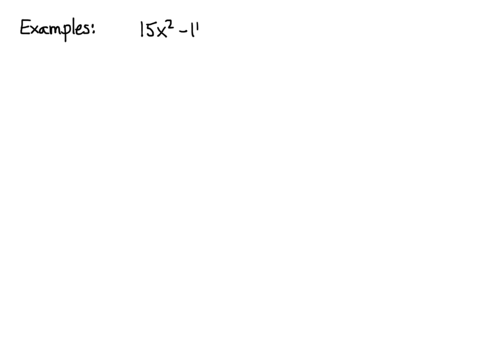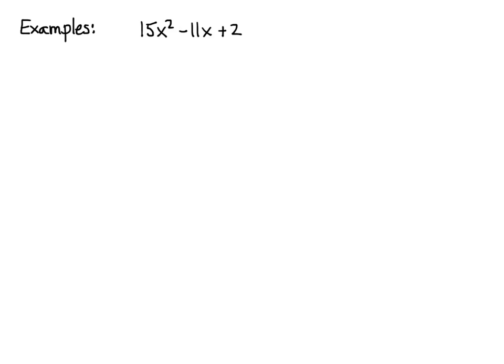Okay, so a couple more examples here. So we have 15x squared minus 11x plus 2. Now, before I show you anything here, look at those signs. We have the plus 2 at the end, so we have 15 times 2 is 30. Since that's positive, that means the signs of the factors are going to be the same. And since the 11 is negative, that means they're both going to be negative.